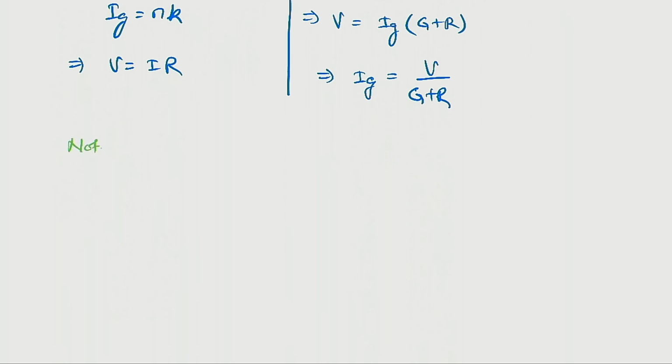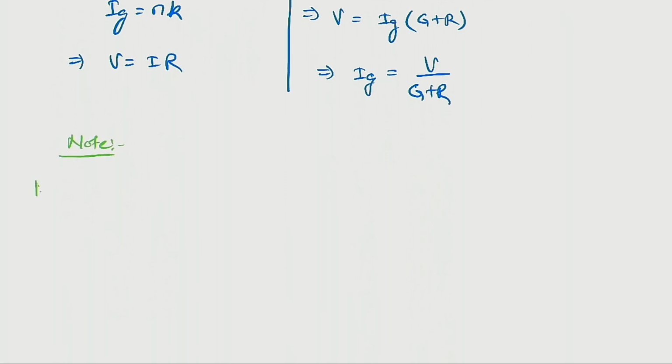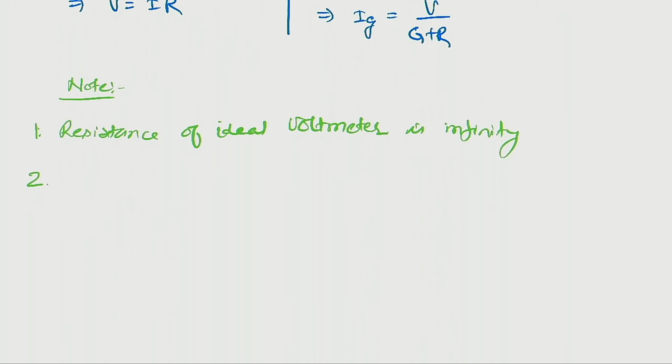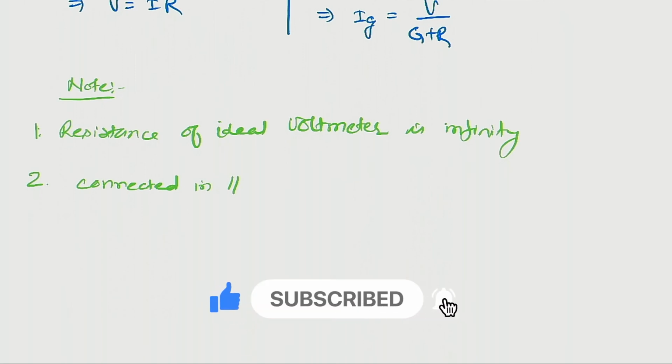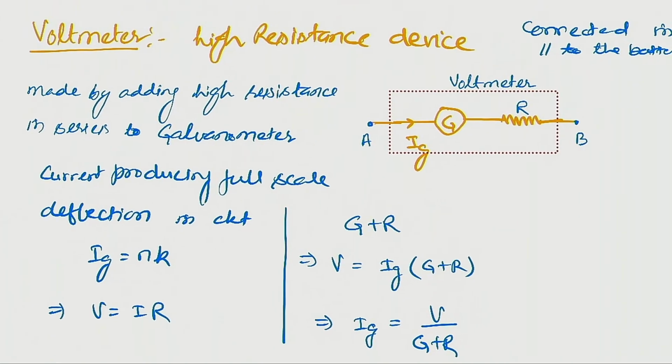Again, there are some important points we must consider here. The first one is that the resistance of an ideal voltmeter is infinity, so that no current flows through it. The second is that a voltmeter is always connected in parallel, because in parallel the potential is the same across each resistor, and the resistance of a voltmeter is very high, so ideally no current flows through it, so it does not affect the circuit, so it must be connected in parallel. So this is the voltmeter.